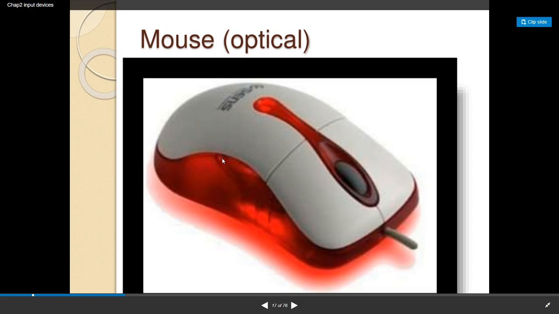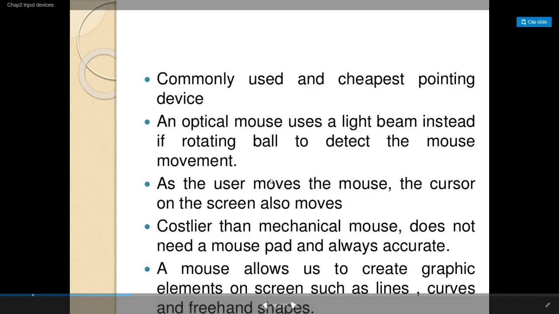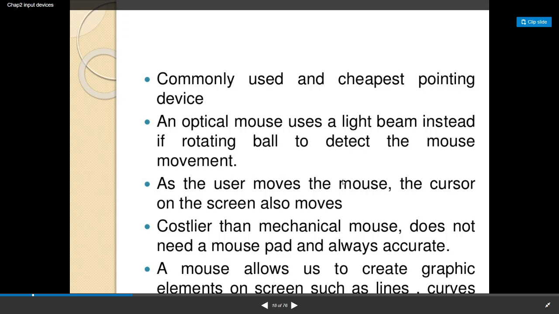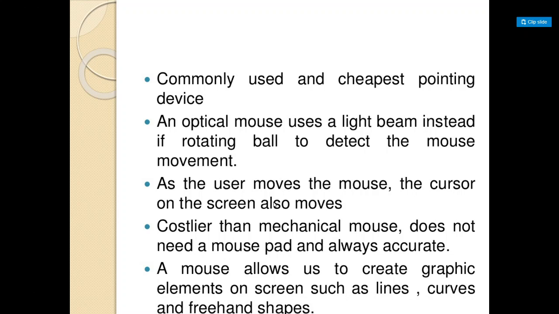This is the optical mouse that is in trend nowadays. It is a commonly used, cheap pointing device. As I told you, it has a light beam that detects the mouse movement. As the user moves the mouse, the cursor on the screen also moves. It is costlier than a mechanical mouse, does not need a mouse pad, and is always accurate.